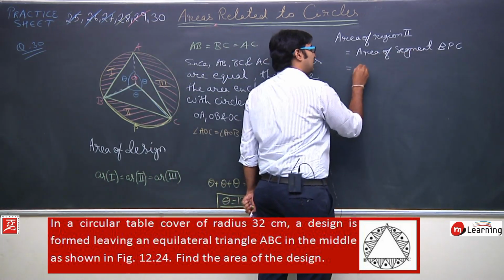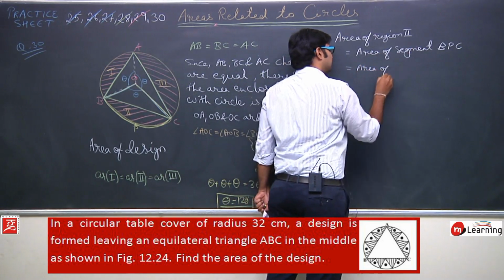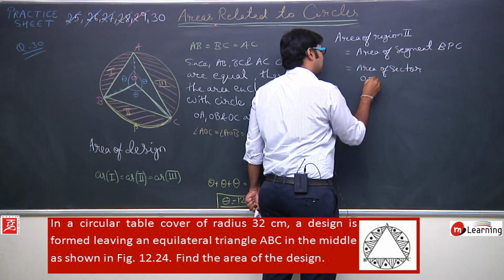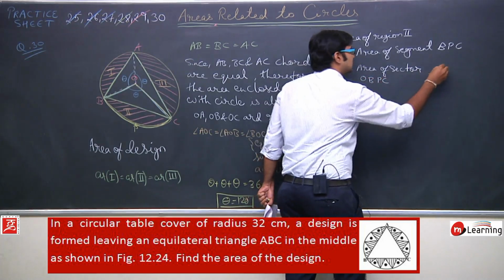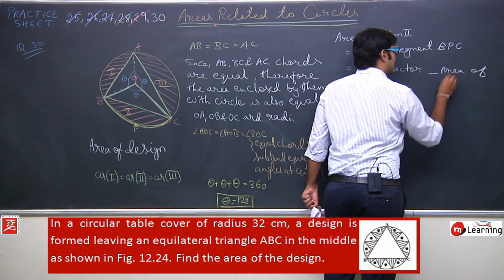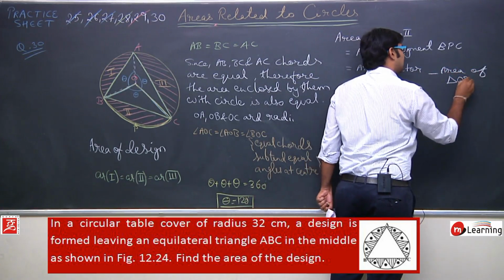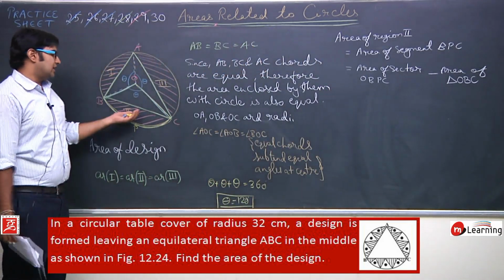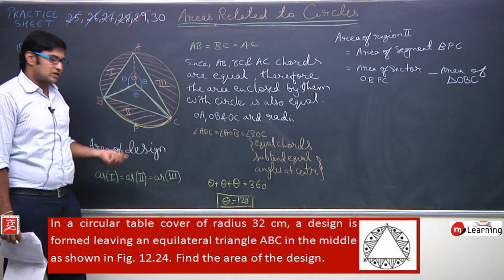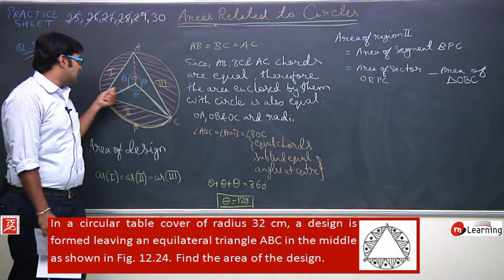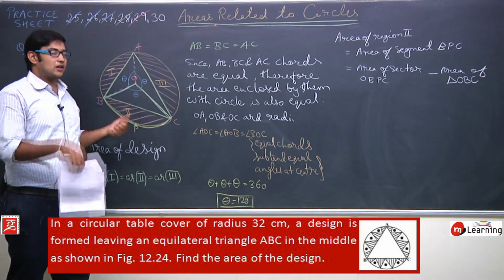What is the area of segment BPC? It is equal to the area of sector OBPC minus the area of triangle OBC. This is what we know about the segment. We have calculated the area of a segment many times. So this segment equals the area of this complete sector minus the area of this triangle.